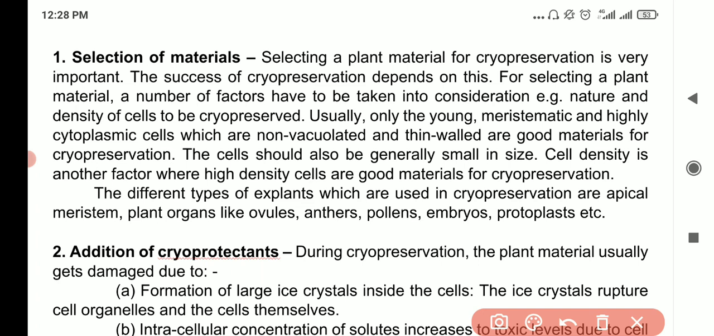Then they just keep seeing the young meristematic and highly cytoplasmic cells, which are non-vacuolated, means they have a lot of information. Vacuole is just free space which is filled with water. And they should have thin walls. The cells should be small in size. So the smaller you are, the more you have many things. They say good things come in small sizes. So I am too big, too large in size. So Miss Jihun, she's a good thing, she came in a small size.